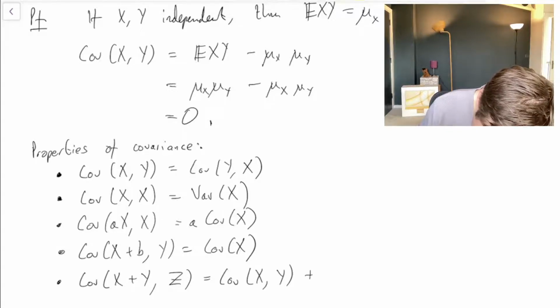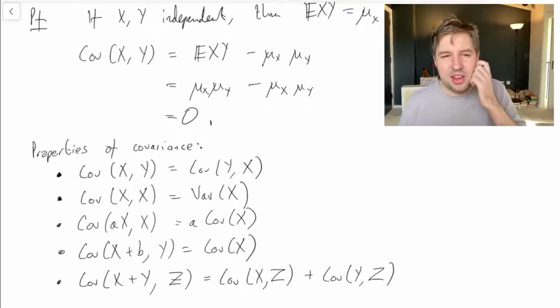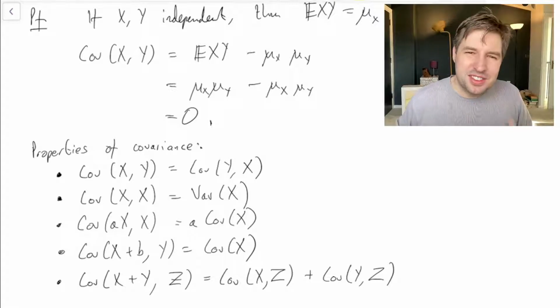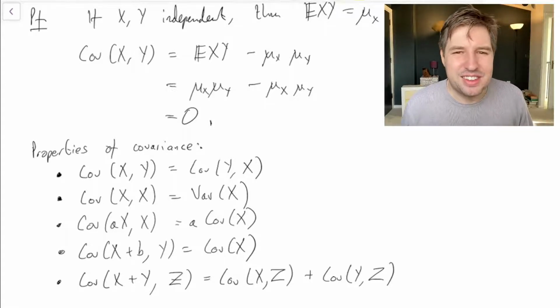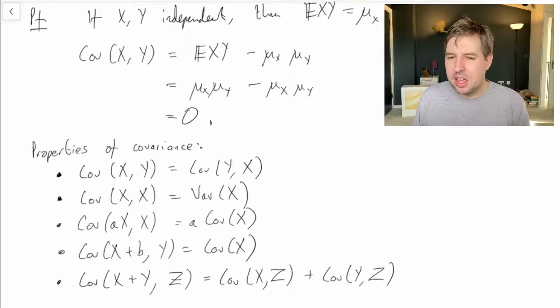That's covariance xy, covariance xz, sorry, plus covariance yz. So covariance is all very nicely behaved. In fact, in some ways it's nicer than the variance, because with the variance you have to worry about squaring constants when they come outside, but here you don't.